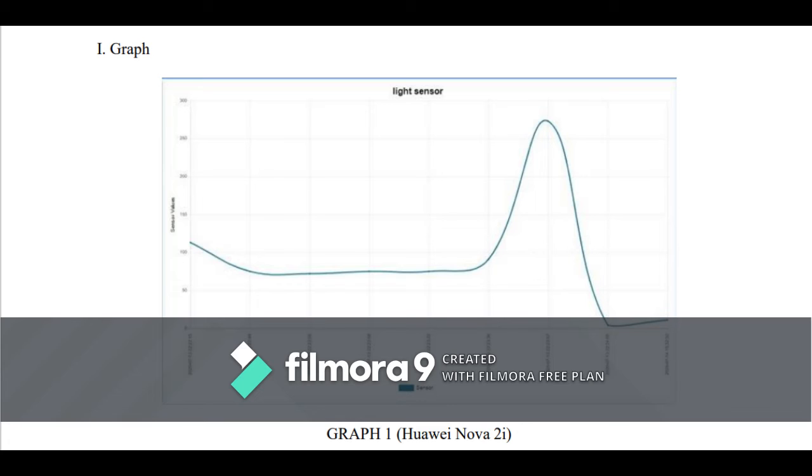This graph is based on the data I got before. As you can see, the steeper slope indicates the highest light intensity. Meanwhile, the lesser slope indicates low light intensity. The flat slope in the graph means normal light intensity.